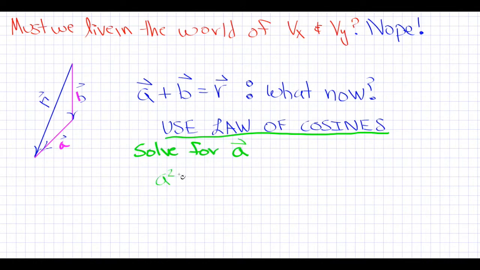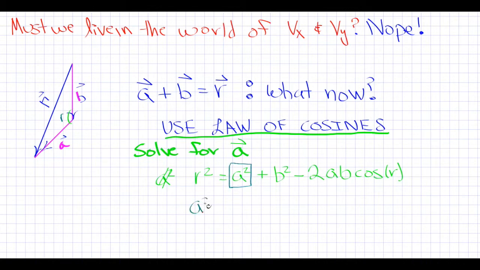Let's just quickly go over the law of cosines. R squared equals A squared plus B squared minus 2AB cosine R, where R is the angle across from the R vector. Simple enough. If you were solving for A, you could rearrange this formula to solve for A and bring everything over and isolate A, and you could say R squared minus B squared plus 2AB cosine R equals A squared.